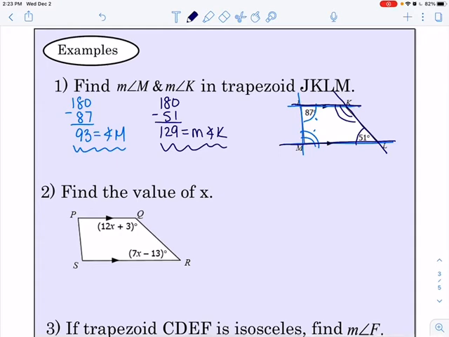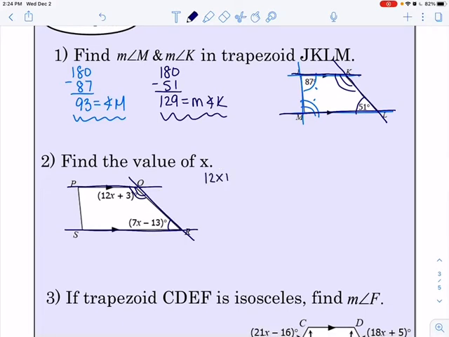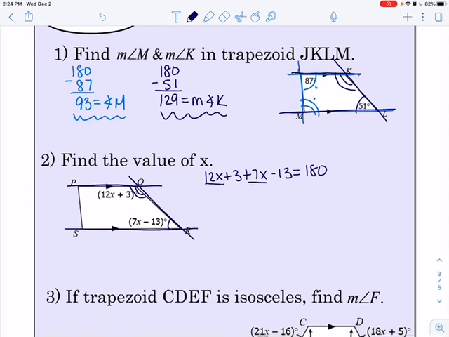So for number 2, we want to find the value of x. Pretty much the same process that we just did in the problem before, except again, now we have x values in here. It's not just a straight number. Okay, Q and R, again, parallel lines cut by a transversal. These 2 angles are interior angles on the same side of the transversal, and interior angles on the same side of the transversal are supplementary. They add to 180. So we're going to do 12x plus 3 plus 7x minus 13, and that's going to equal 180.